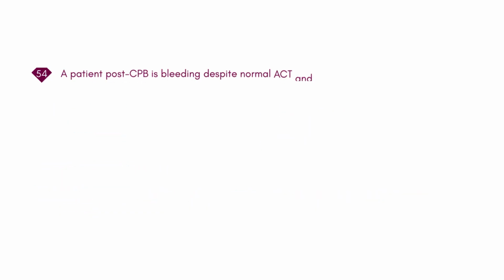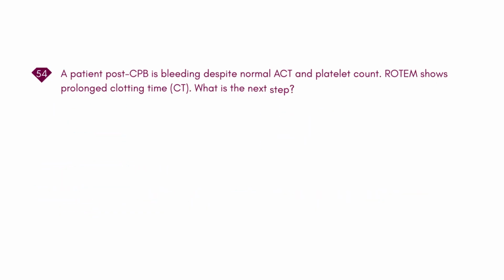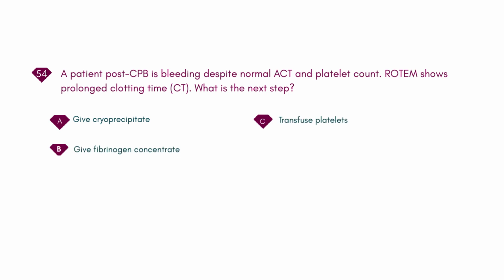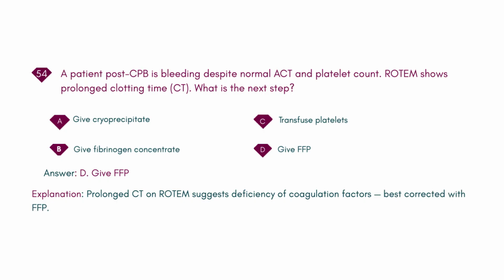A patient post-CPB is bleeding despite normal ACT and platelet count. ROTEM shows prolonged clotting time, CT. What is the next step? A. Give cryoprecipitate. B. Give fibrinogen concentrate. C. Transfuse platelets. D. Give FFP. Answer: D. Give FFP. Explanation: prolonged CT on ROTEM suggests deficiency of coagulation factors, best corrected with FFP.